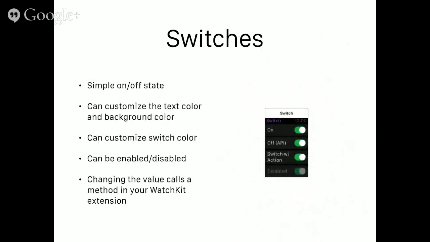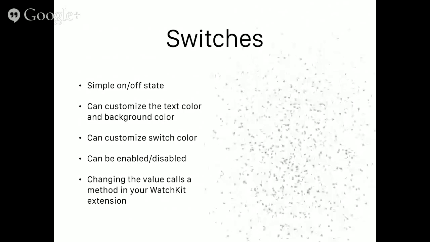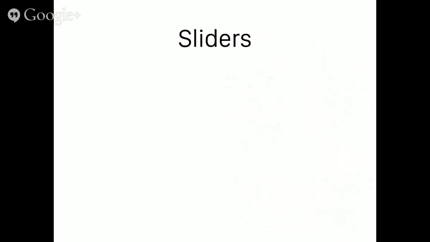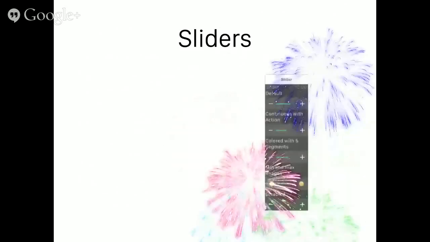Switches look a lot like buttons, but they can only be on and off. You can customize what they say and their color. And then when you switch the value, a method gets called. Pretty straightforward. I can go through all these because there's actually only 11 different interface objects in the entire framework to deal with, which, coming from iOS, is crazy.